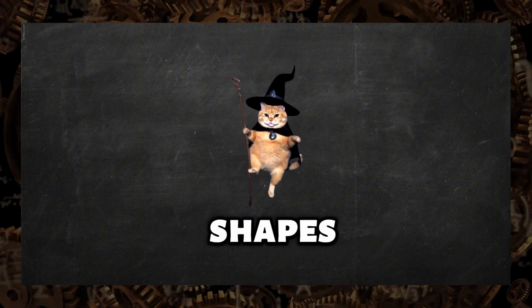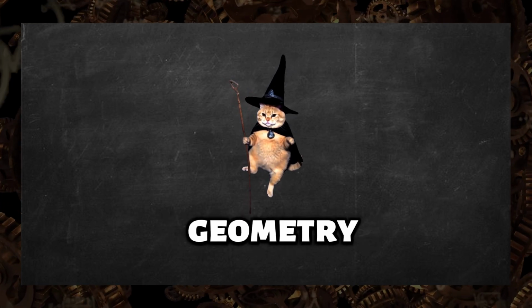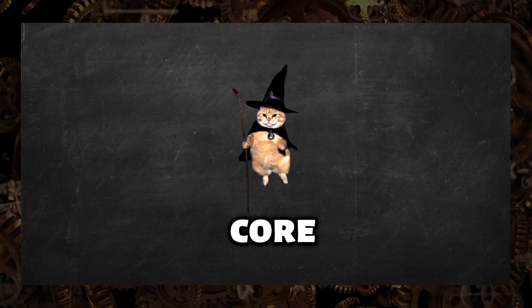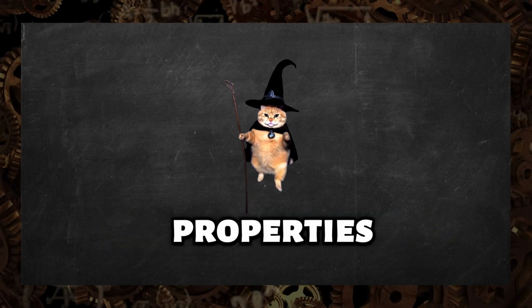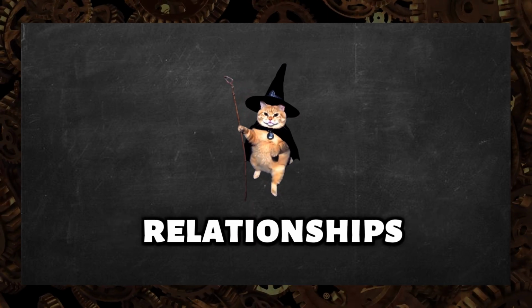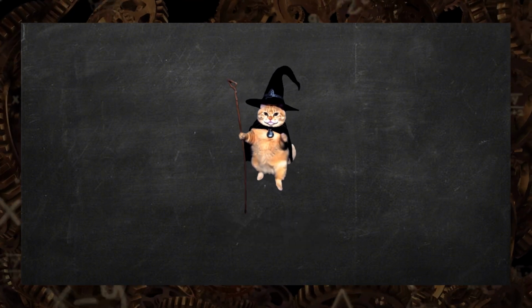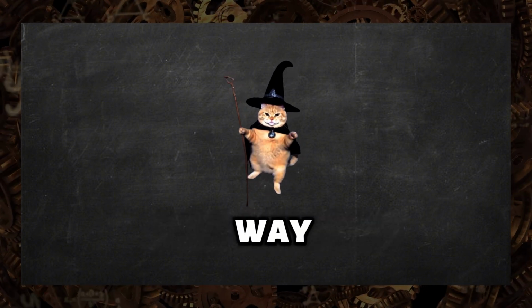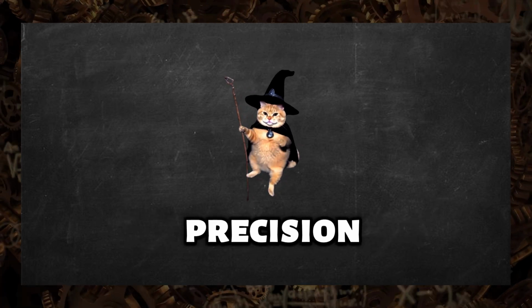Geometry and shapes, a tranquil survey of spatial forms. Geometry and shapes, as core elements of mathematical study, encompass the properties, measurements, and relationships of points, lines, and figures in space, providing a systematic way to describe the physical world through abstraction and precision.